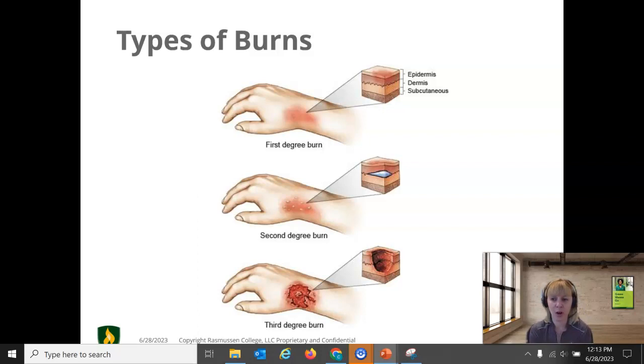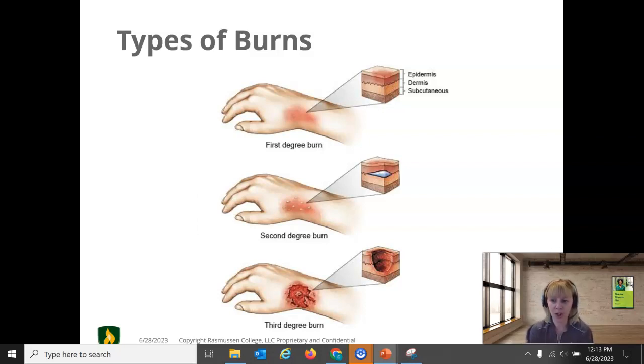Second degree burns are also called partial thickness burns. These are deeper burns that cause damage to the epidermis and part of the dermis. They're caused by direct contact with flames, hot liquids, or chemicals. Symptoms will mimic first degree burns, but fluid-filled blisters will also appear.